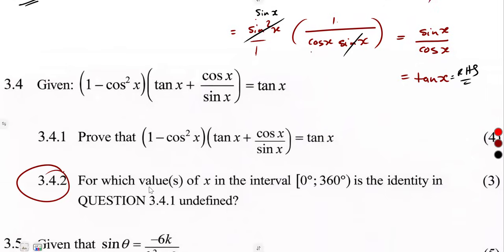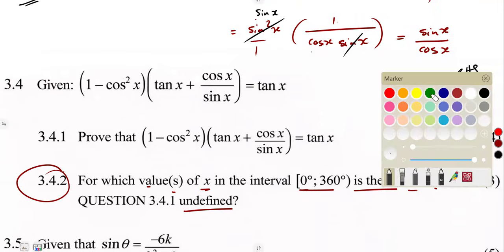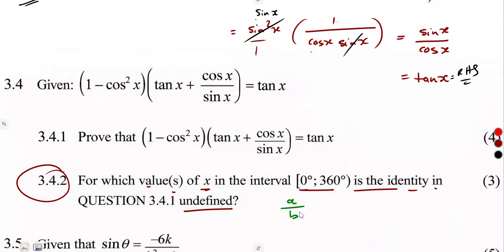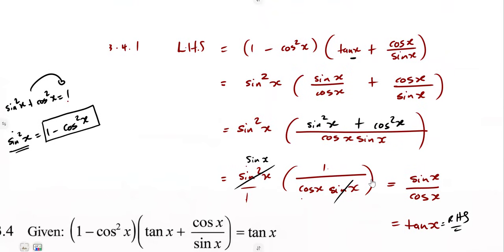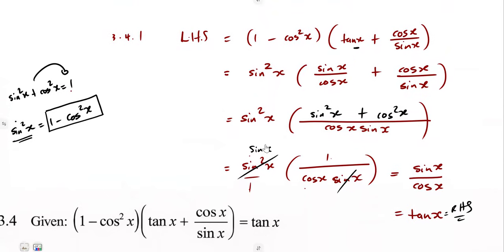All right, then after that, they wanted us to solve for which value or values of x in the interval from 0 to 360 is the identity in question 3.41 undefined. For you to consider this condition of being undefined, you must have a fraction a over b. And for this fraction to be undefined, the denominator is supposed to be equal to 0. Remember, a over 0 does not exist in our mathematics. It's not about the numerator, it's about the denominator. So you must correct that part in your memo because they used the numerator where we have got a fraction.